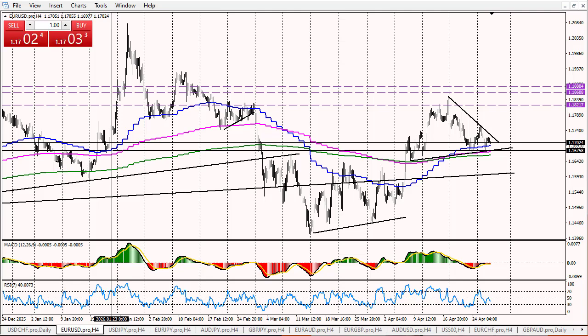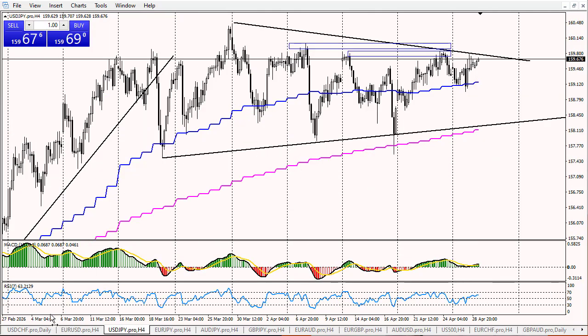So this is the key insight from this. High probability is not the same as guaranteed outcome. They are not the same things. High probability will work only when conditions align. And conditions are always changing. Let me give you another example in the dollar yen.